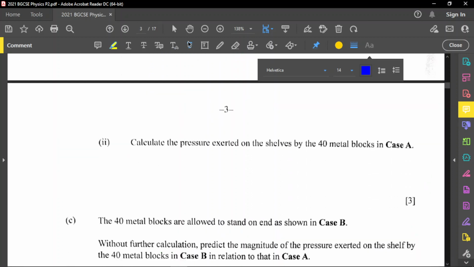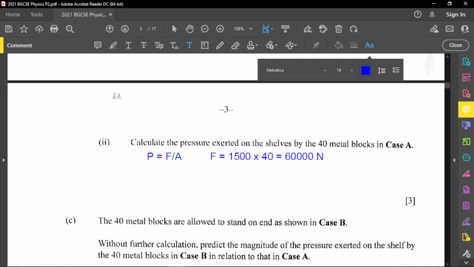Remember that pressure is equal to force over area. Let me write that for you: pressure equals force divided by the area. If pressure is equal to force over area, then the total force F will equal 1,500 multiplied by 40. Here we get 60,000 newtons as the total force for all the blocks.